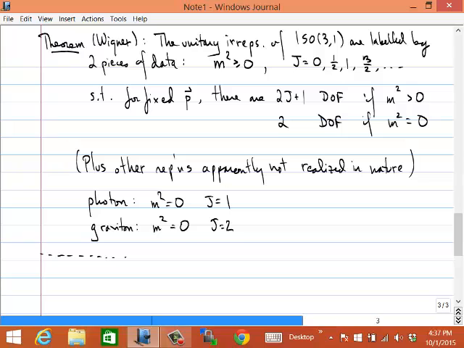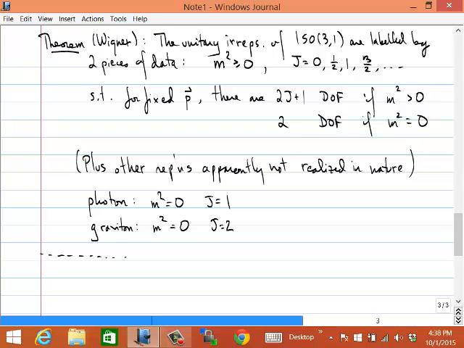Maybe before I do so, I should pause and see if there are any questions. Yes? So here, m is actually the mass? M is the mass. Okay. Yes? How many degrees of freedom does the graviton have? 2. For example, you don't call them x and y polarization, they call them cross and plus polarization. But you have to take a class on general relativity to learn that.